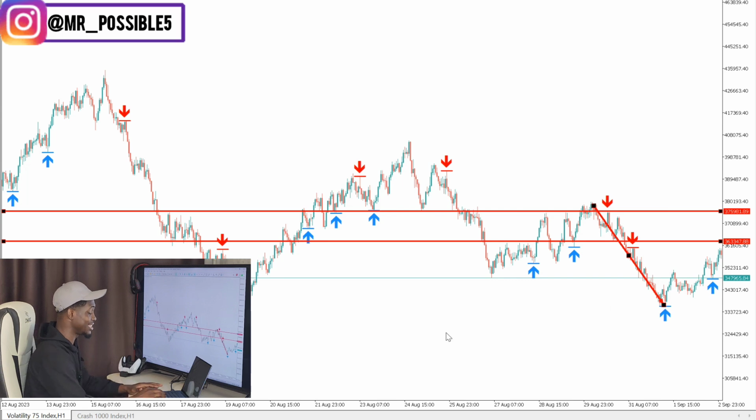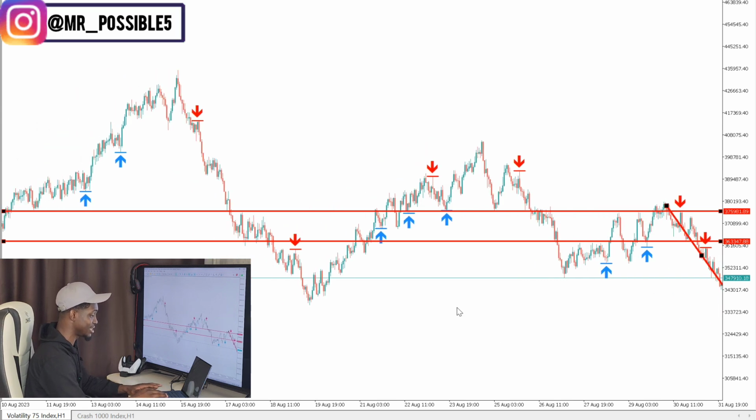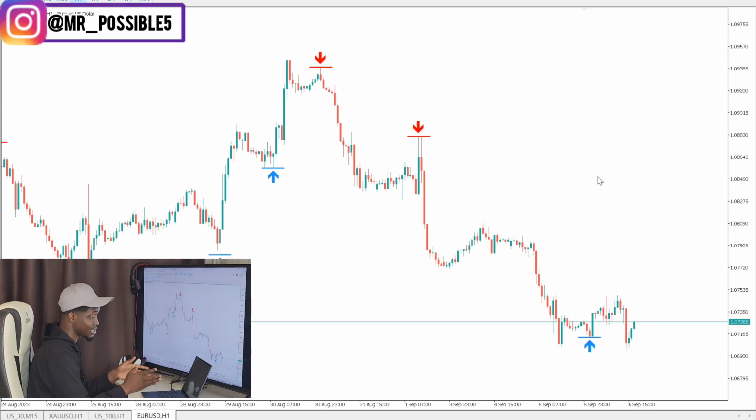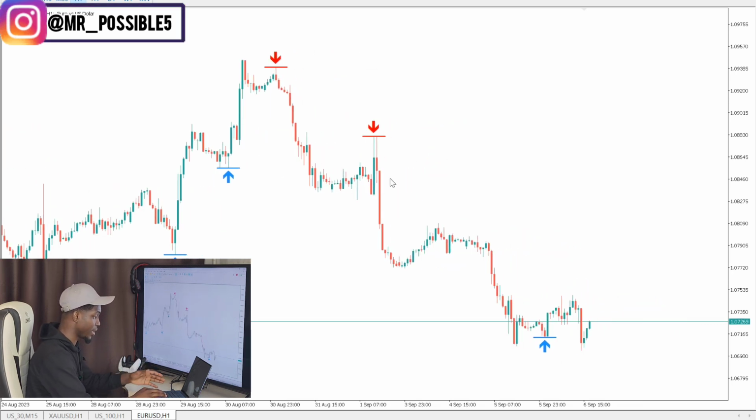Guys, this trading system is a beast. This system is just a beast. I don't want us to spend so much time on synthetic, so let's also just look at our Forex pairs here, just like that.